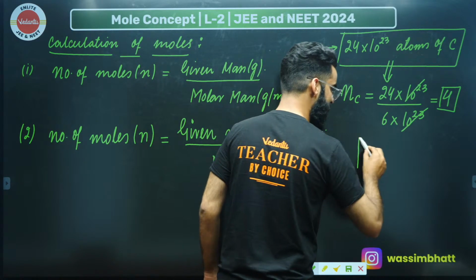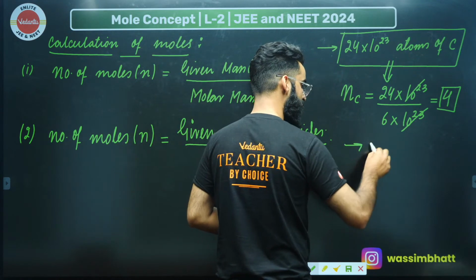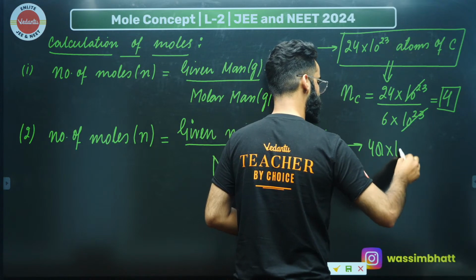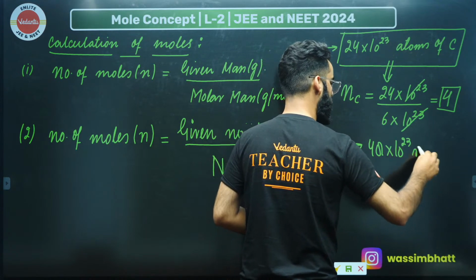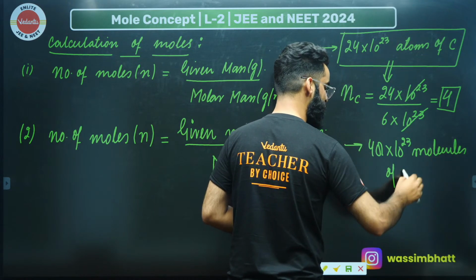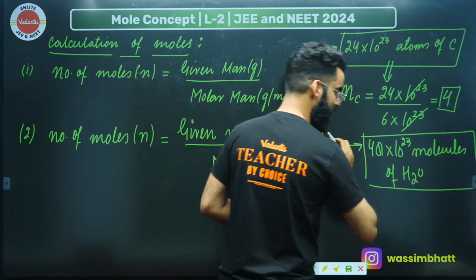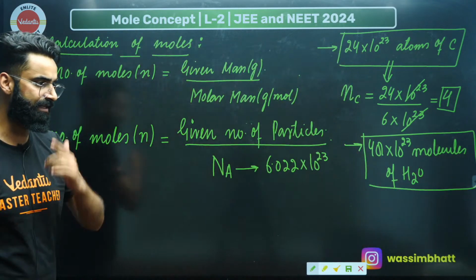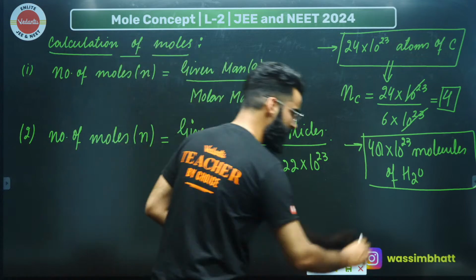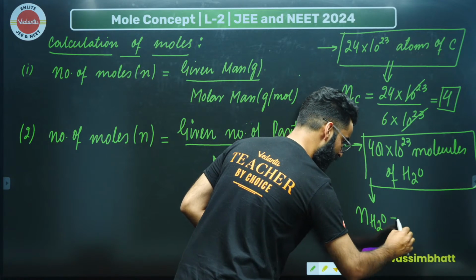Or if I write something like this, I'm writing 48 into 10 raised to the power 23 molecules of water. Let's assume these many molecules of water are there in the container, right? I need to, for example, calculate the number of moles of water which are present in this container. How will I be doing that?